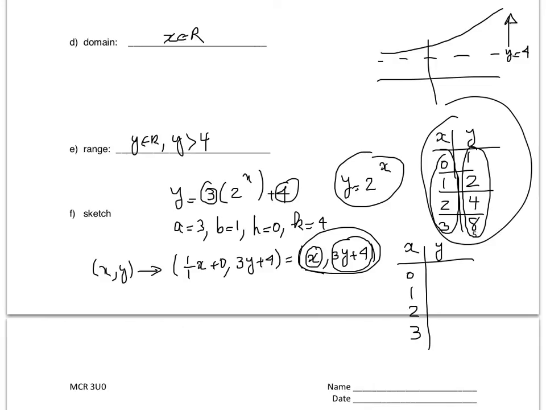So when y is 1, 3 times 1 is 3 plus 4 is going to give me 7. When y is 2, 3 times 2 is 6 plus 4 is 10. When y is 4, 3 times 4 is 12 plus 4 is 16. And last, when y is 8, 3 times 8 is 24 plus 4 is 28. And using this, I can plot the points and I can get a graph like the following.